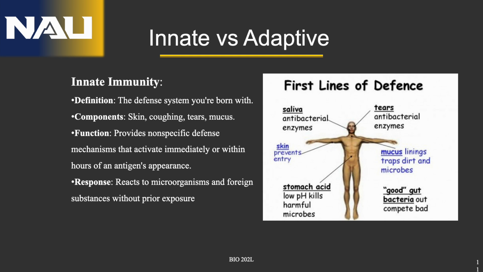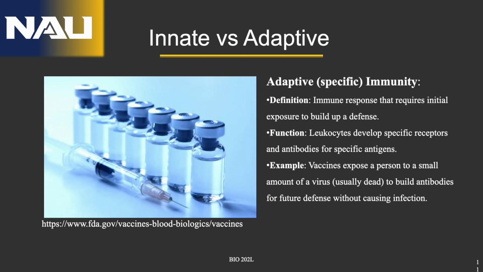This system is ancient and highly conserved across many species, including plants and even single-cell organisms. The adaptive immune system requires an initial exposure before the body builds up a defense. Leukocytes develop specific receptors and antibodies for specific antigens. For example, vaccines expose a person to a small amount of a virus, usually a dead virus, so that the body can build antibodies to fight the invaders in the future without causing infection.